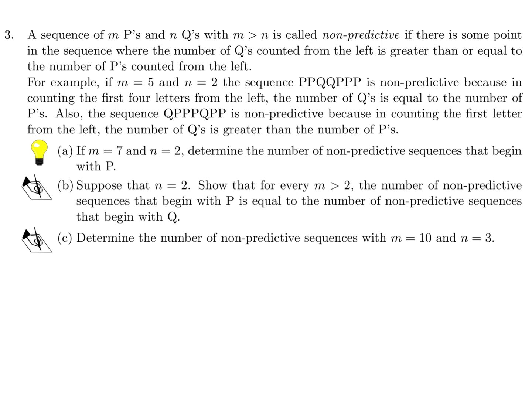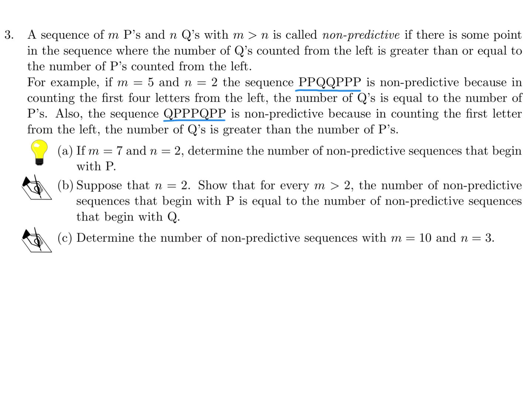For example, if m is 5 and n is 2, then the sequence pp, qq, ppp is non-predictive because in counting the first 4 letters from the left, the number of q's is equal to the number of p's. Also, the sequence q, ppp, qpp is non-predictive because in counting the first letter from the left, the number of q's is greater than the number of p's. If m is 7, n is 2, determine the number of non-predictive sequences that begin with p.